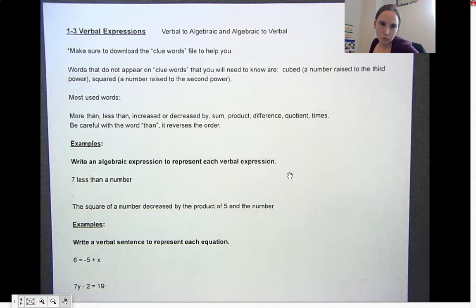Hi guys, this is 1-3, Chapter 1, Lesson 3, and we're going to talk about verbal expressions. You've already learned how to solve equations for this unit, but you also need to know if things are written in words, some of the key words to help you write the problem down.